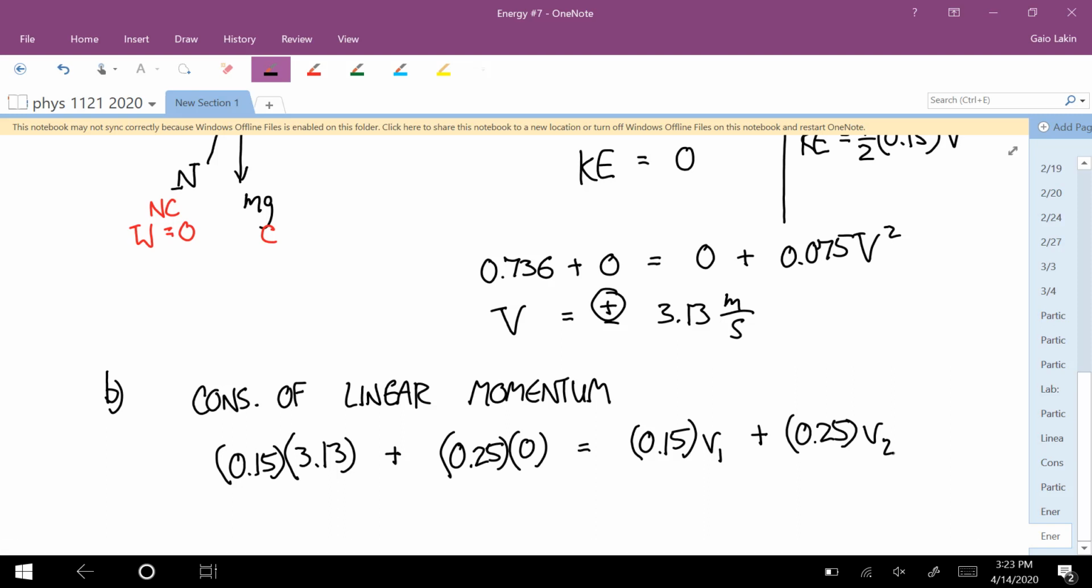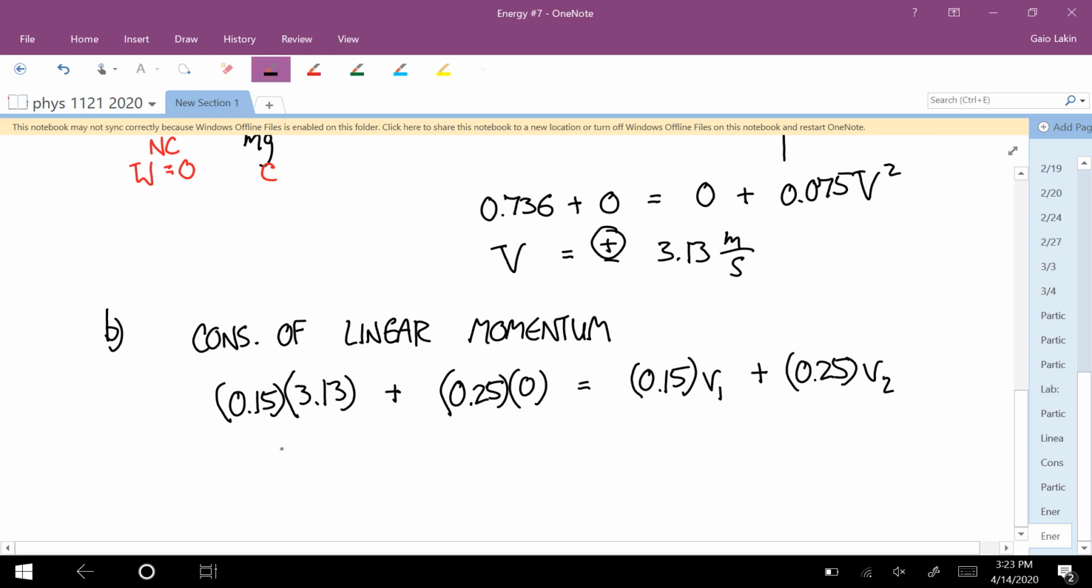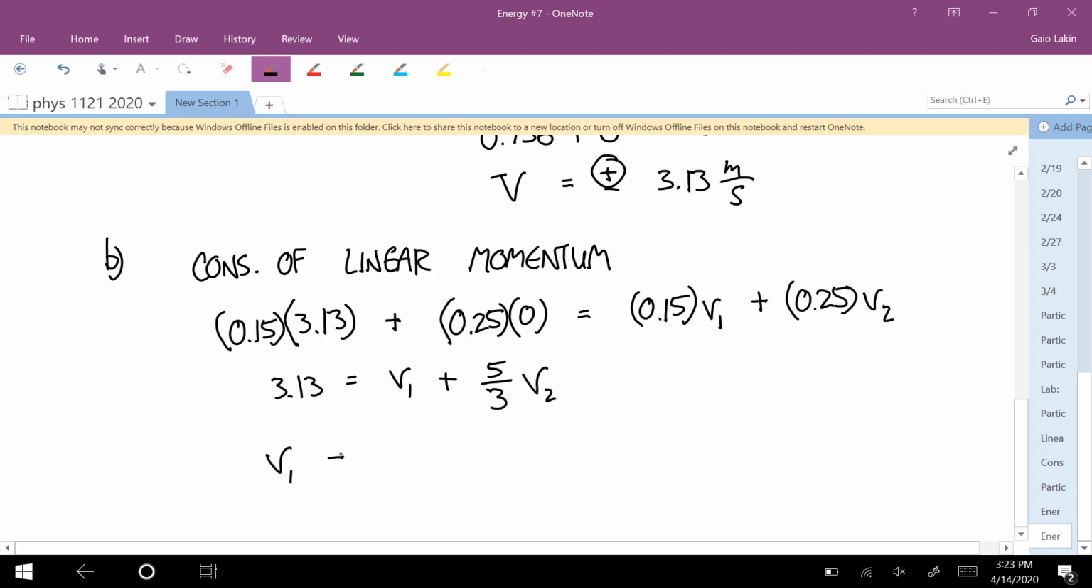I'll simplify this. I'm going to divide everything by 0.15. So we get 3.13 is equal to v1 plus 5/3 v2. And I'm going to get v1 by itself, just because I've done a million of these, but you really don't have to do this; you can do it when you get to it. The key thing is you get one equation out of conservation of linear momentum, and then you solve it as a system with the one equation you get out of the kinetic energies being equal before and after. So v1 is equal to 3.13 minus 1.6 repeating v2. Okay, so there's our first equation.